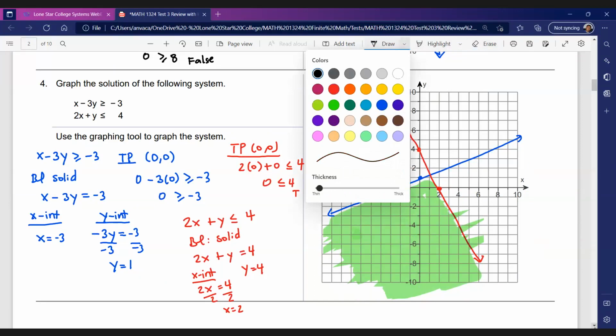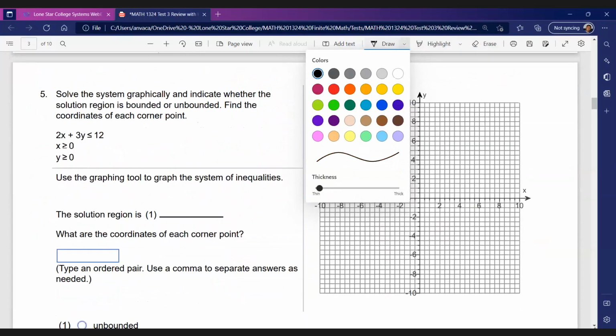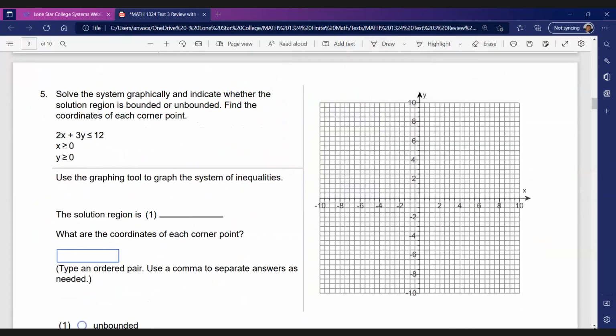Number 5. It says to solve the system graphically and indicate whether the solution set is bounded or unbounded. Find the coordinates of each corner point. So here we have an inequality, another inequality, and another linear inequality. Let's begin with the first linear inequality.